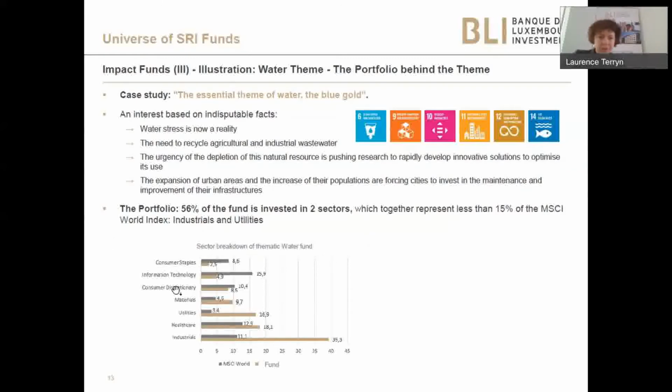Be aware, if we go to see the portfolio now, this is a view of a famous thematic water fund we have followed for many years. At that date, 56% of the fund was invested in two sectors, utilities and industrials, which is quite more than the weight of these two sectors in the MSCI World Index, which was at that point less than 50%. It is important to be aware of this bias when you invest, especially a large part of your portfolio, in this thematic.